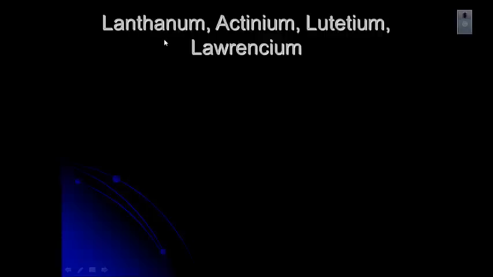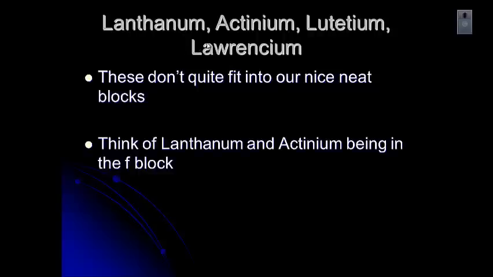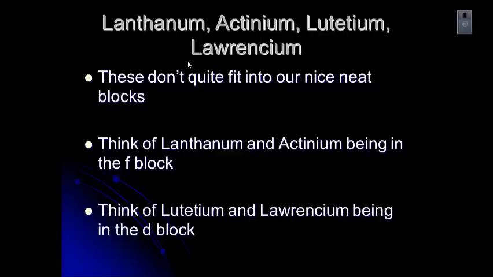All right, now let's talk about lanthanum, actinium, lutetium, and lawrencium. This is where it gets kind of tricky sometimes. They don't always fit in those nice neat blocks because of the way our periodic table looks. So you have to remember that lanthanum and actinium are in the F block, so that little two rows at the bottom. And then lutetium and lawrencium, the last two in those two rows on your periodic table, actually belong in the D block. That's a little place to get caught up.